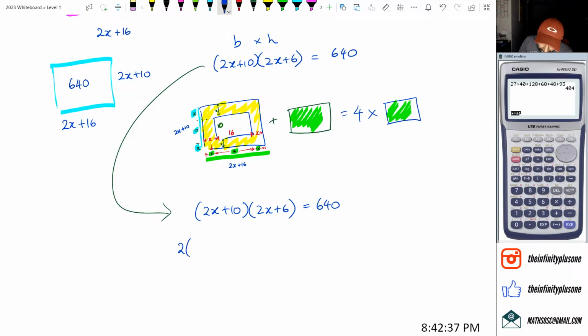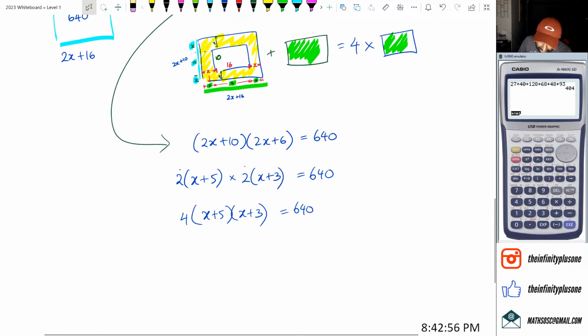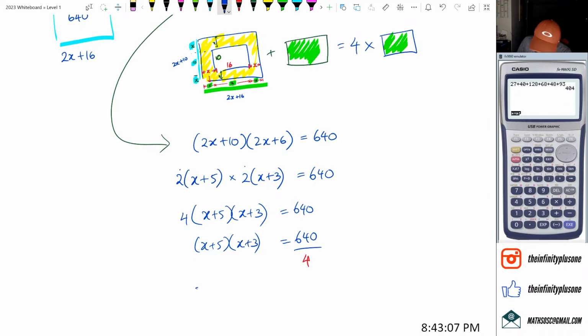But anyway, I'm looking at this question here. I can see that 2 is a common factor for the first bracket. Take it out. I see another 2 is a common factor. I'm going to take it out. So I've got 2 times 2, which is 4, times x plus 5 and x plus 3 equals 640. I'm going to get rid of the 4 to the other side. I'm going to get x plus 5, x plus 3 equals 640 divided by 4. So I've got x plus 5 times x plus 3 equals 160.